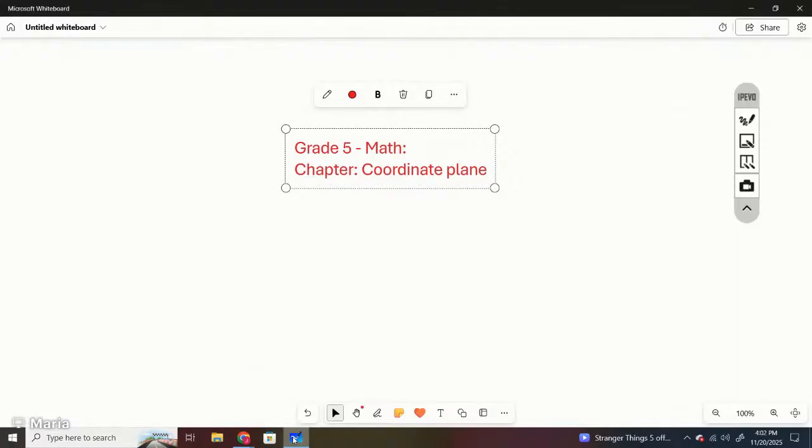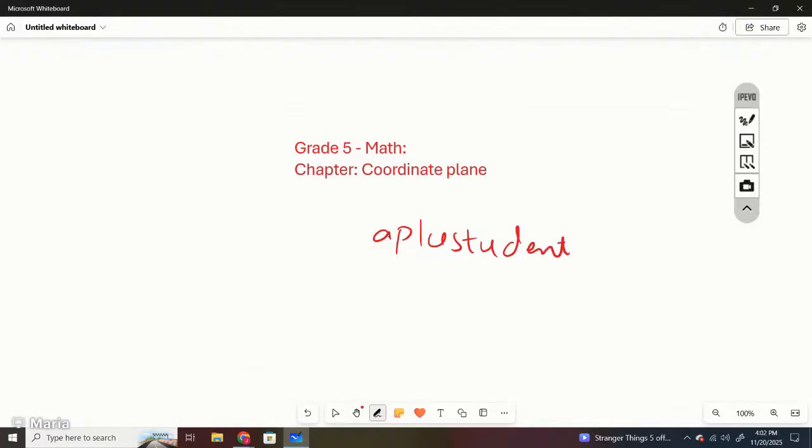You can find all the lessons on aplusstudents.com. You have to log in there using your email address and password as provided by the administrator. Then you have to select math from the subject tab. Scroll down to grade 5 math and then click on view all lessons.